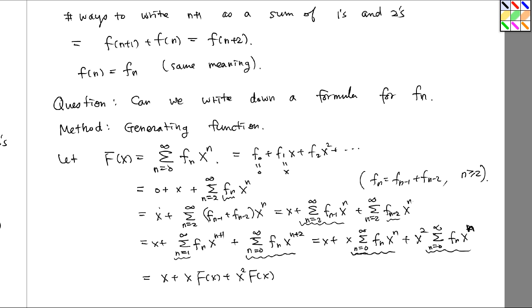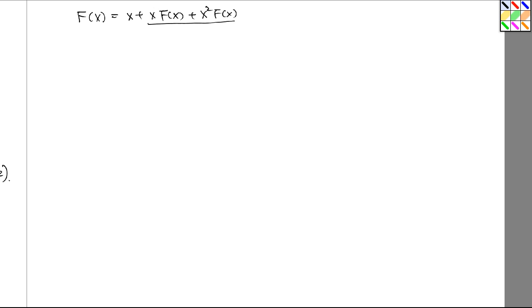Okay, so let me write this down on the next page. What we found is that F of x equals x plus x F of x plus x squared F of x. Now let me move these two terms to the other side and factor out F of x. Then we get this equation, and finally we can divide both sides by 1 minus x minus x squared. So from the recurrence relation, we found this formula for the generating function.